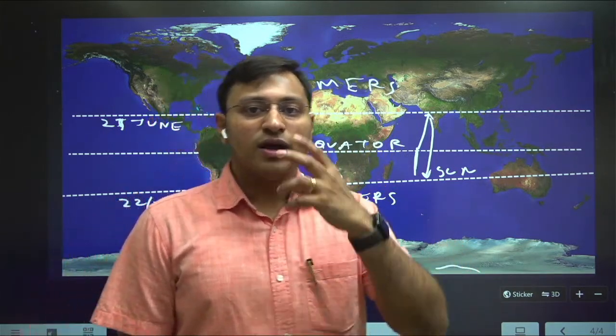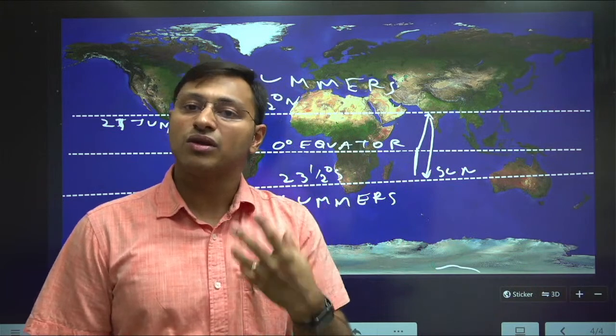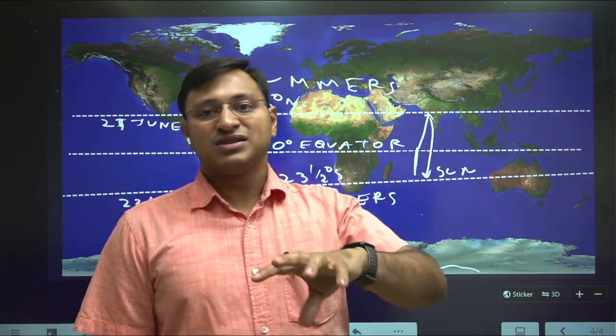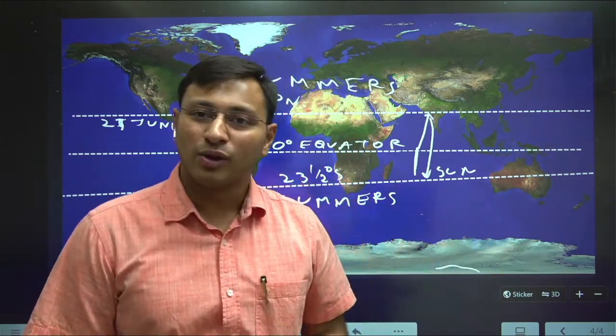So we'll be stopping over here today. In tomorrow's class, we'll be focusing on the polar regions, and I will also be explaining the equinoxes. What are equinoxes and why do we have 6 months of daylight and 6 months of darkness on the polar regions?